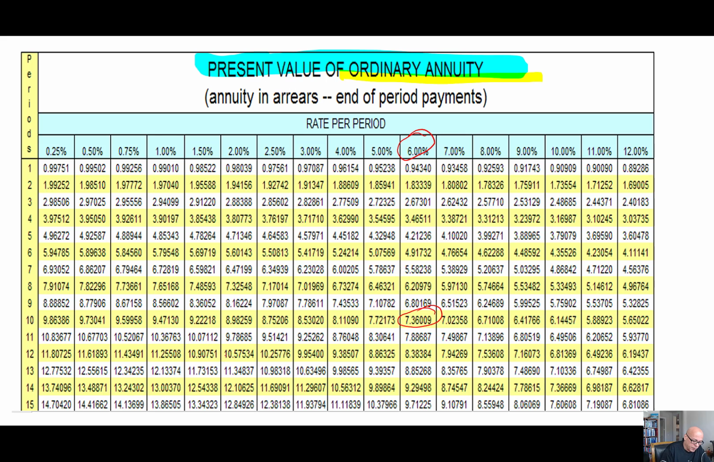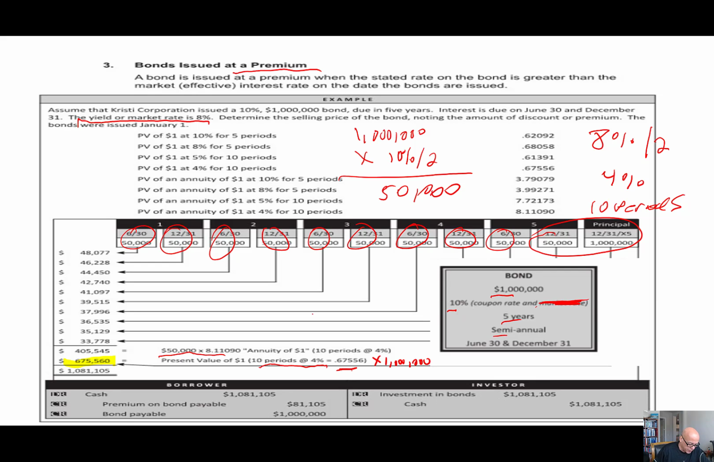Present value of the ordinary annuity, 10 periods. Now we've got 4%, 0.811090. Good, that's that factor. Let's see, I gotta go forward to find that. Okay, there it is. I multiply that out.